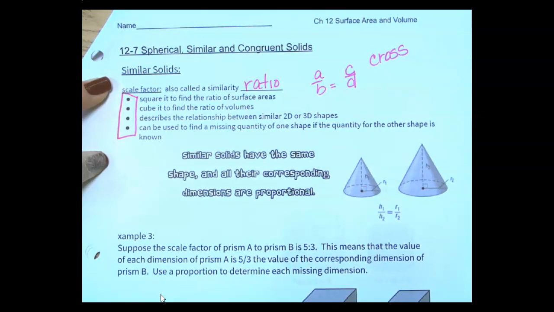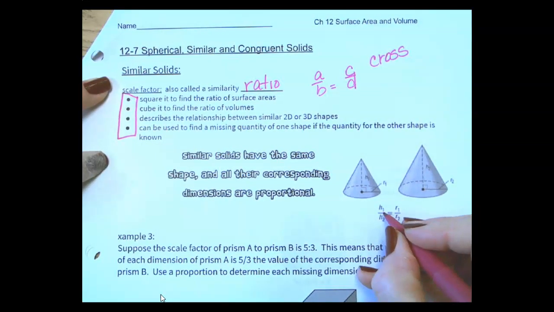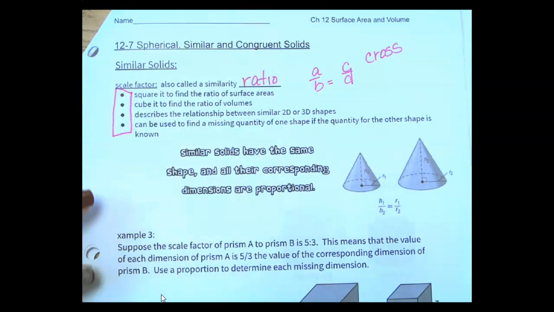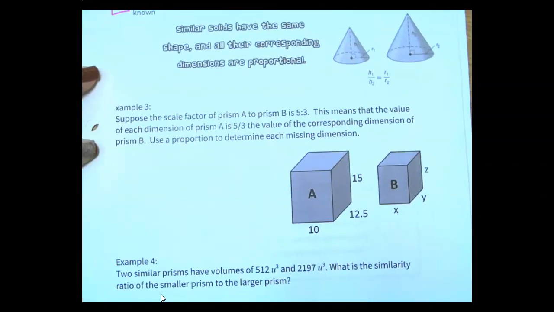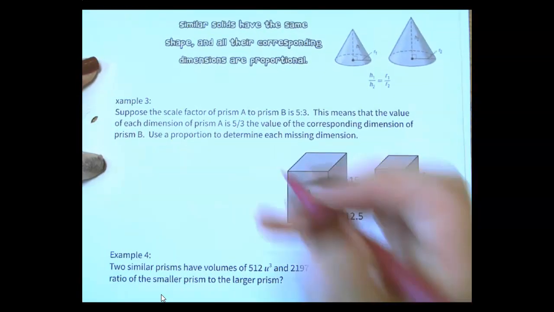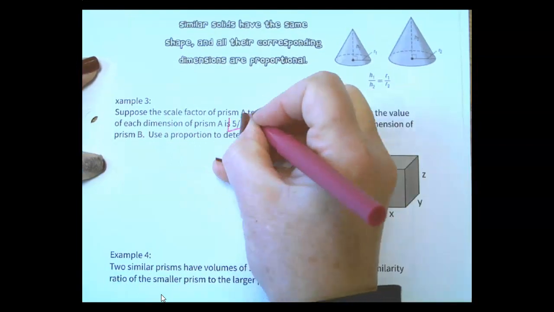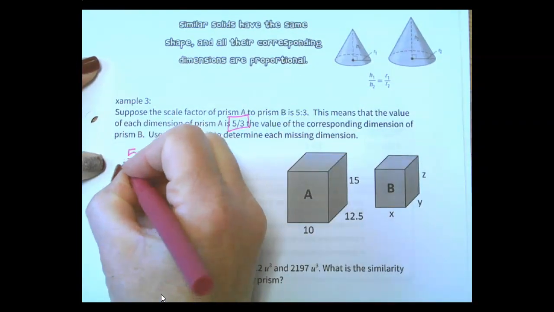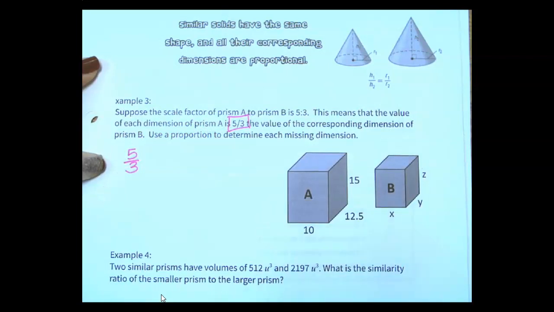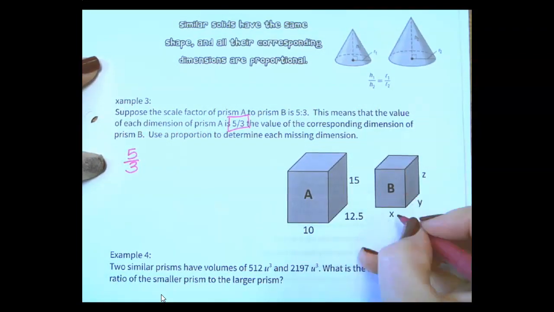Let's see here. So H over H2, and then this would just cross multiply. We've done this before, so let's just keep going here. So here we have the scale factor of 5 to 3. Anytime you have the scale factor, I write it immediately. Now, I'm going to find X, Y, and Z.